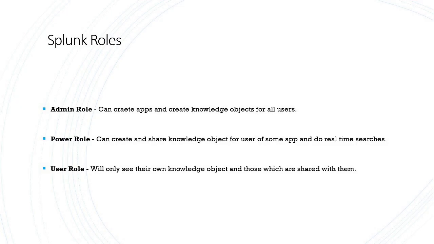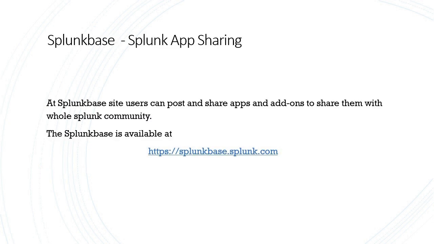Splunk roles determine what a user can see, do, and interact with. There are 3 main roles in Splunk Enterprise: administrator, power user, and user role. The admin role can create apps, ingest data, and create knowledge objects for all users. The power role can create and share knowledge objects for users of some apps and do real-time searches. The user role can only see their own knowledge objects and those which are shared with them.